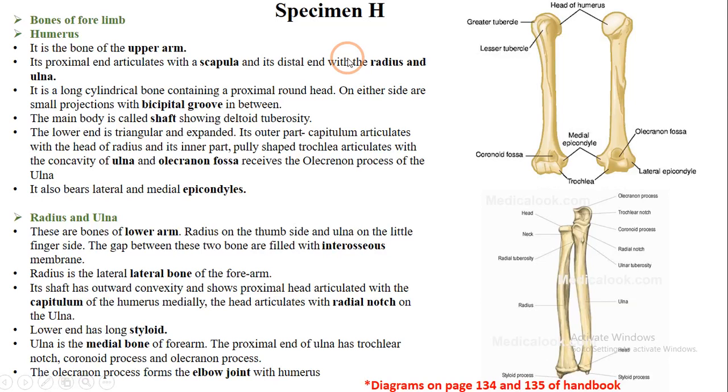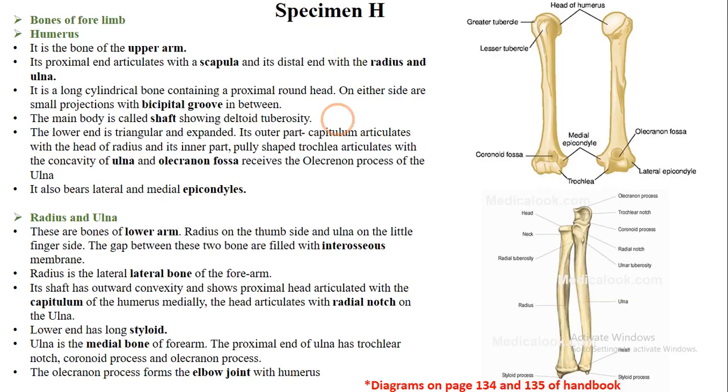Now let us see specimen H. Now specimen H has the bones of your forelimbs and the bones of your hind limbs. Now there are 2 bones of your forelimb. The first one is humerus and the second one is the radius and the ulna. Let us first study about humerus and then we'll move to the radius and the ulna.